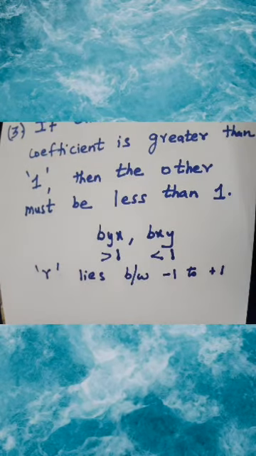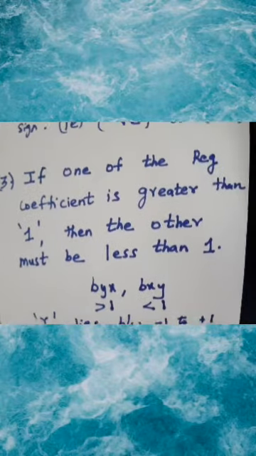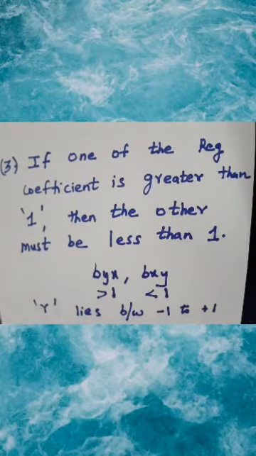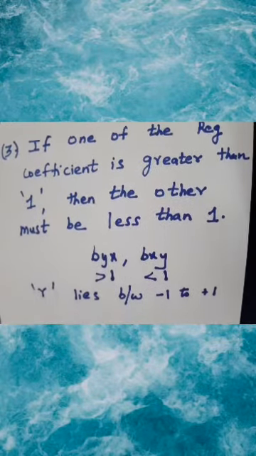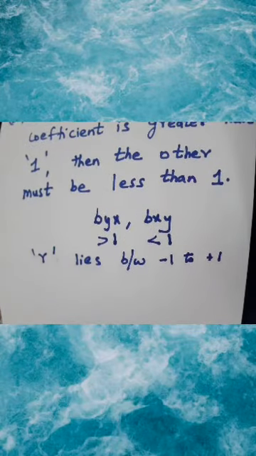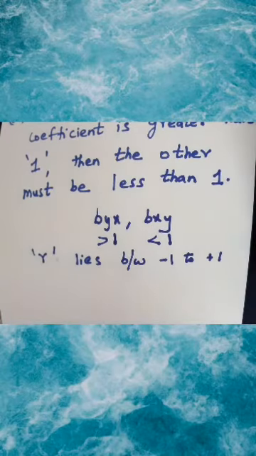So here is a checkpoint for byx and bxy. If one of the regression coefficients is greater than 1, then the other must be less than 1. The reason is r lies between -1 and +1. I'll quickly give you one example.